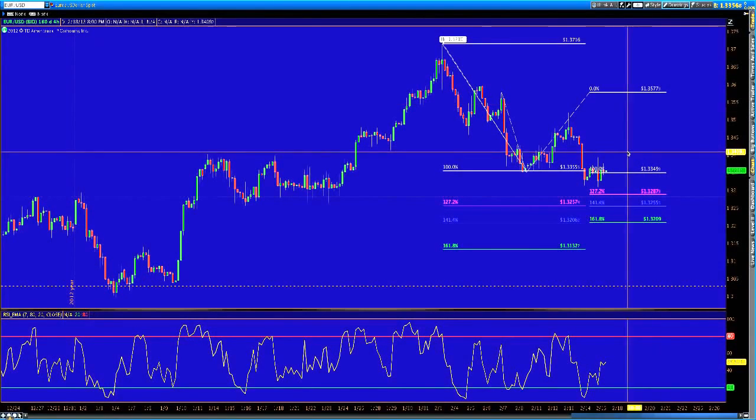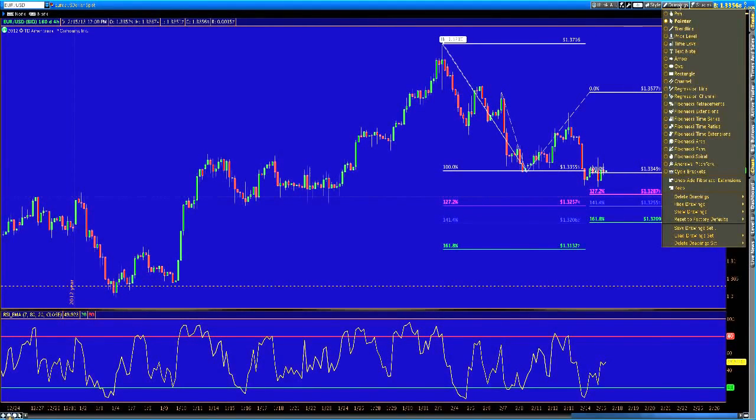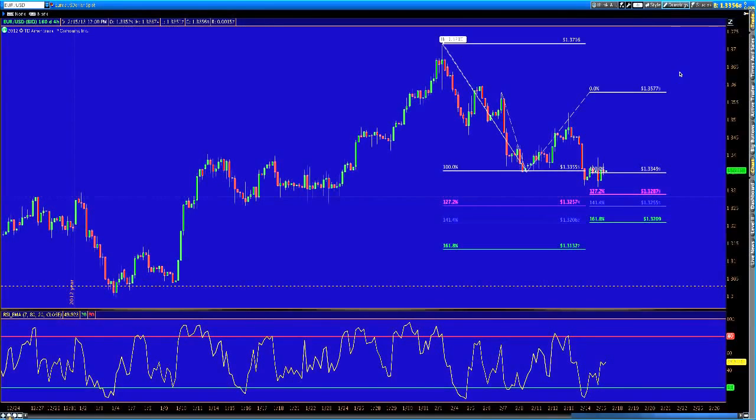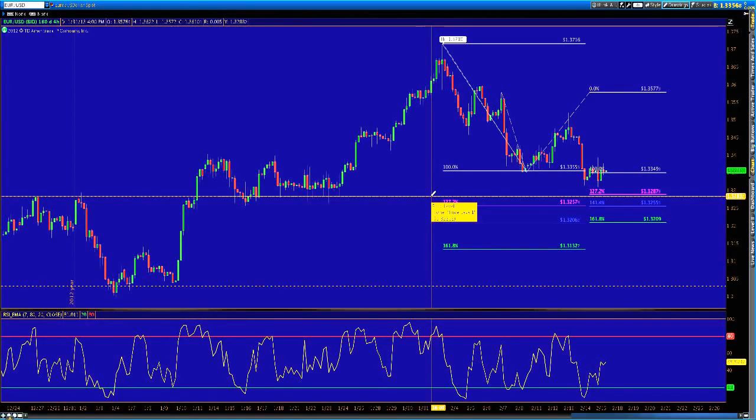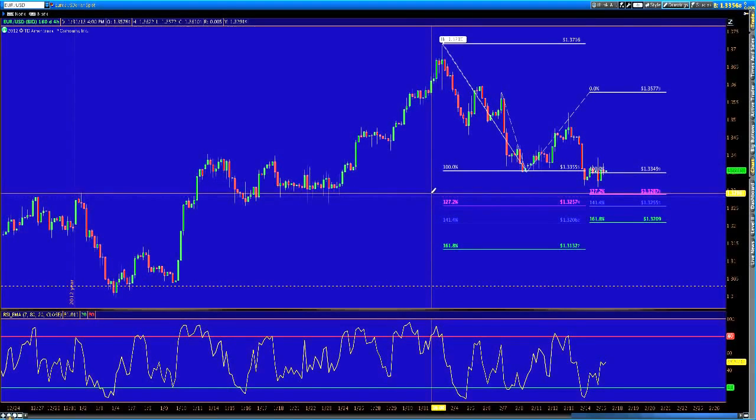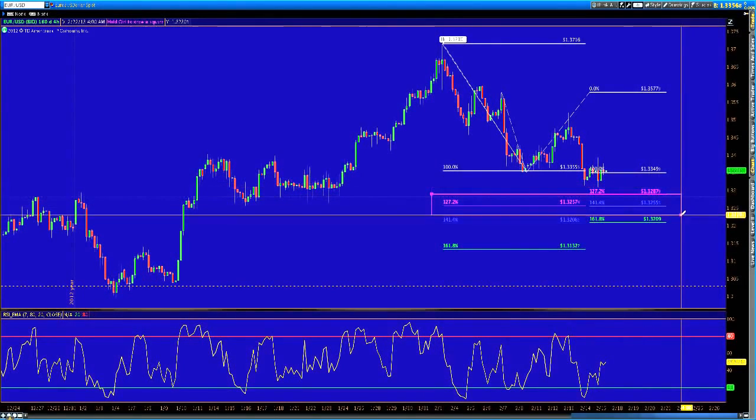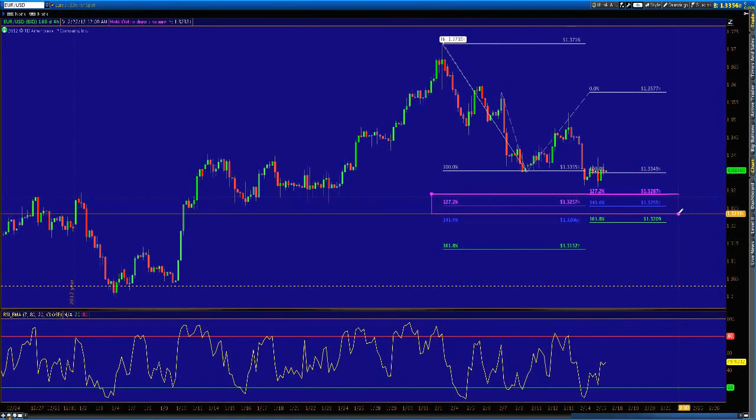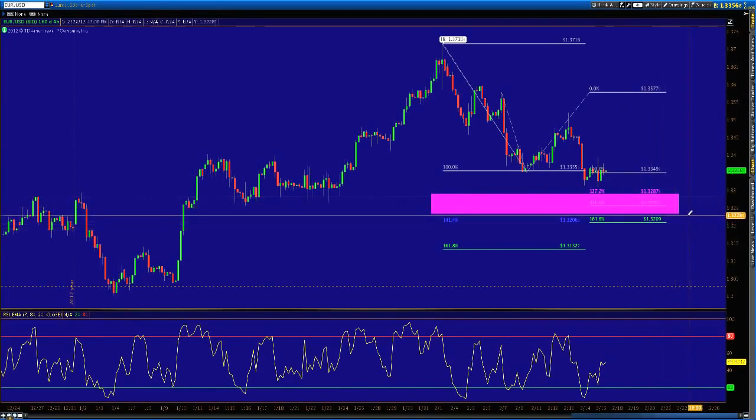So right in this zone, if we're going to carve out a zone here, let me just see if I can grab a tool. Let's grab a rectangle tool. If we're going to carve out a zone here, let's just assume that this zone is going to come in somewhere around this 127 extension, all the way down and through these lows at around 132.33s. This is going to be an area where we could see a potential reversal.